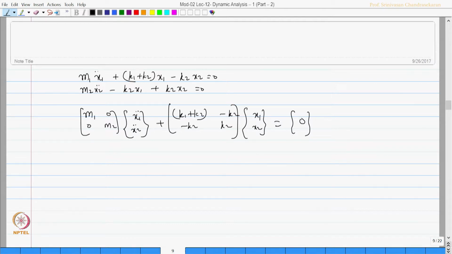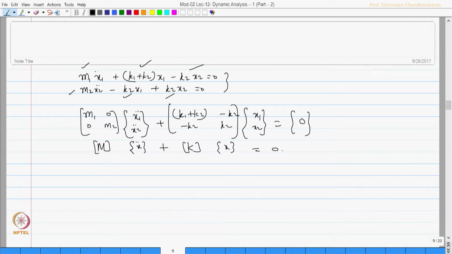One can read this first row: m1 x1 double dot plus, that is this term, (k1 plus k2) of x1, this term, minus k2 of x2 is 0. So, I get the equation. Similarly, the second row: m2 x2 double dot minus k2 x1 plus k2 x2 is 0. So, the equations are now converted to a matrix form. This matrix is called the mass matrix. This is the stiffness matrix, this is the displacement vector, and this is the acceleration vector. So, I say this is going to be equal to F.